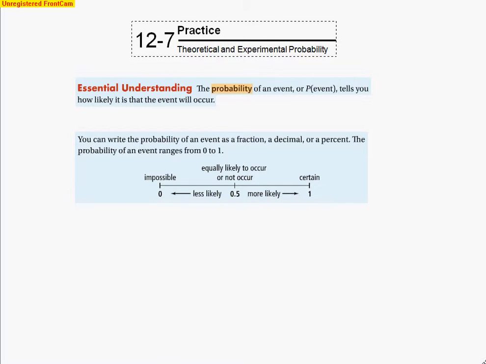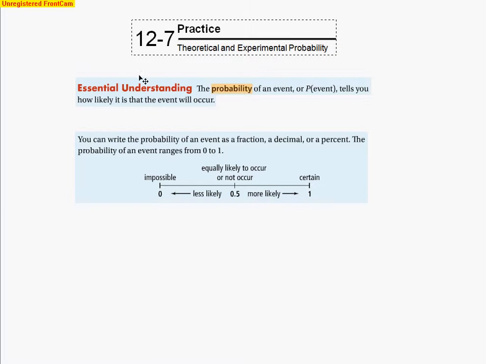This is the tutorial for Chapter 12, Section 7, titled Theoretical and Experimental Probability. Let's take a look at both types. First of all, probability. The probability of an event, and this is the notation that you use, capital P, and then you write what the event is. So if it's rolling a die, or spinning a spinner, you'd write that. And it tells you how likely an event will occur.